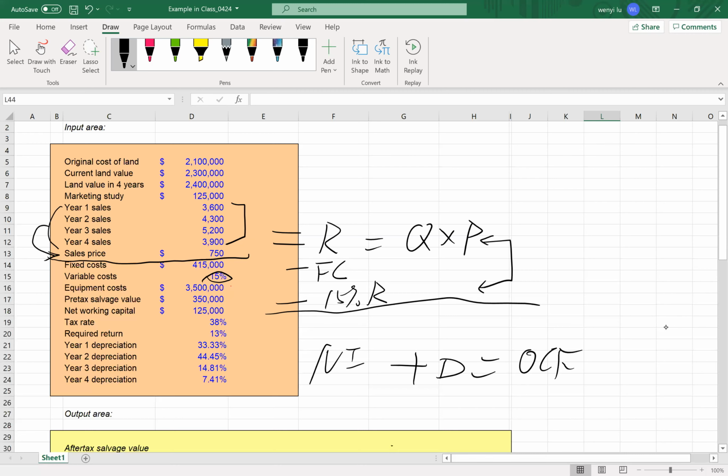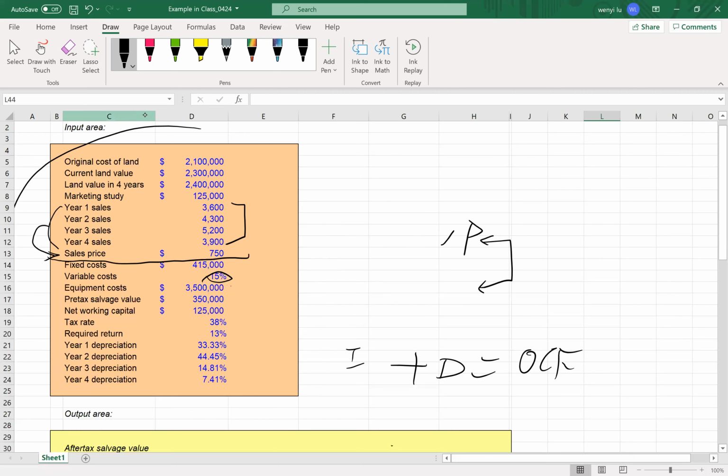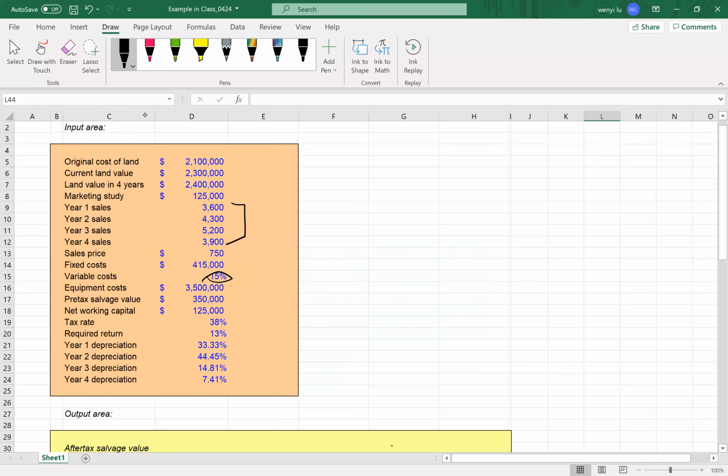So for these questions, we want to use the data in a table on an Excel sheet to solve the operating cash flow for the years 0 to 4. Time 0 is the year for the initial investment. Time 1 to 4 is operating cash flow.